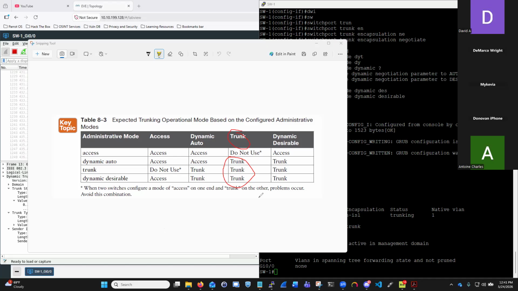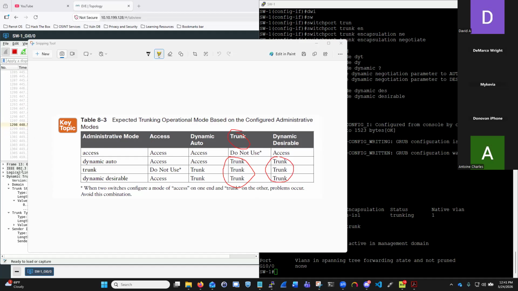If it hears the other peer is a trunk, it's automatically going to set itself as a trunk, right? So last but not least, dynamic desirable. If it hears one side to be an access port, it's going to be an access port. Other than that, it's going to set itself to be a trunk.